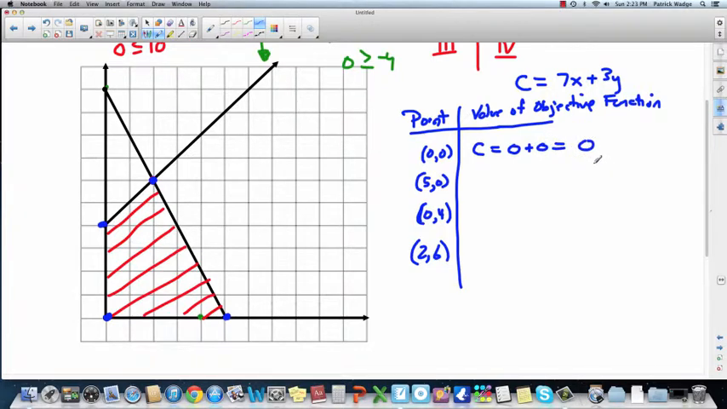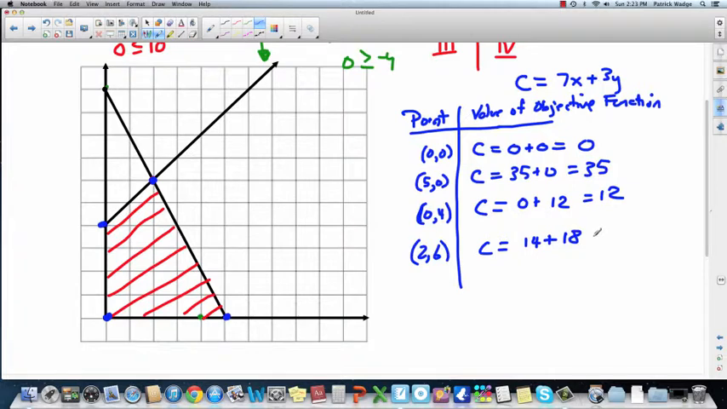This often happens: your origin will be one of your points, and it often will be the minimum. Why? Because basically it means you're not doing anything. Okay, next one. C equals 7 times 5, which is 35, plus 3 times 0, which is 0, so you get 35. Next one. C equals 7 times 0, which is 0, plus 3 times 4, which is 12, so it equals 12. And the last one, 7 times 2, which is 14, plus 3 times 6, which is 18, which equals 32.